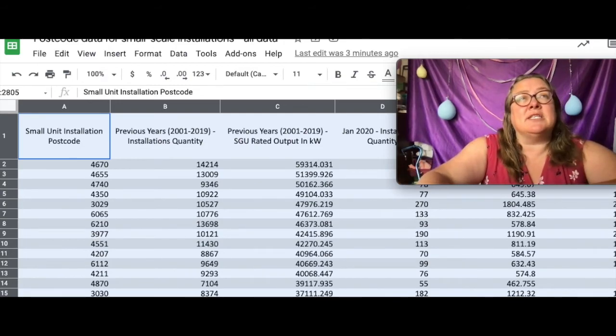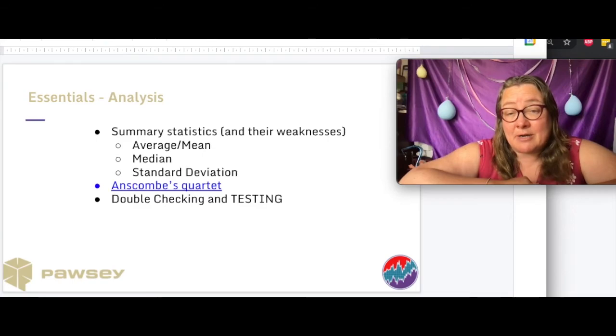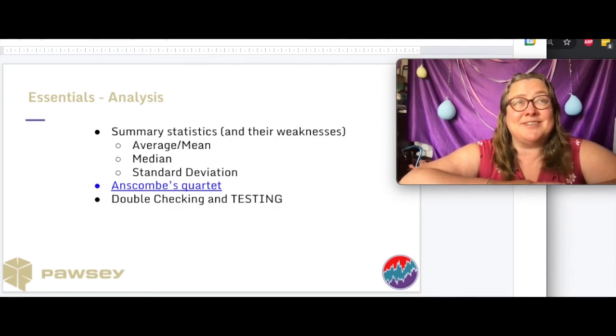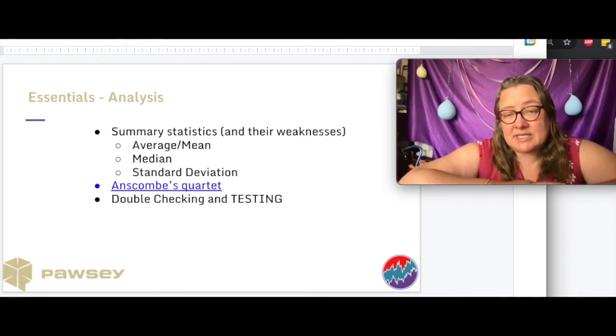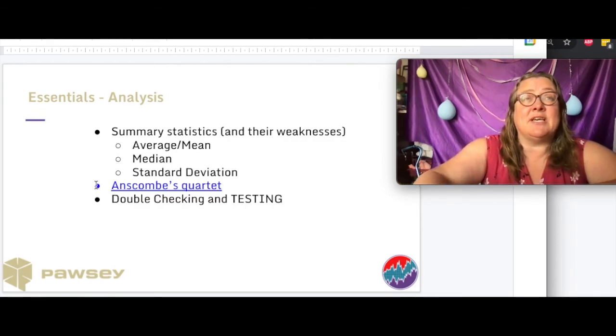Okay, now to go back to the slides for a minute. So summary statistics are really important and can be really powerful. And by that I mean simple things like calculating the average or the mean, the median, which is sometimes very different to the mean, and that's a whole other video, and the standard deviation. But I recommend that you go and look at Anscombe's quartet, because summary statistics do have their weaknesses, and you can have wildly different data sets that have very similar mean and standard deviation.